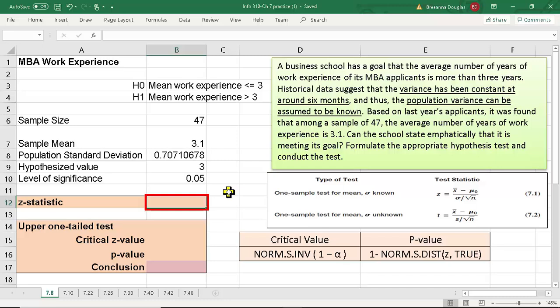The first step is to determine the type of hypothesis. Since we are trying to determine if the average number of years of work experience is greater than 3, this is an upper tail test.